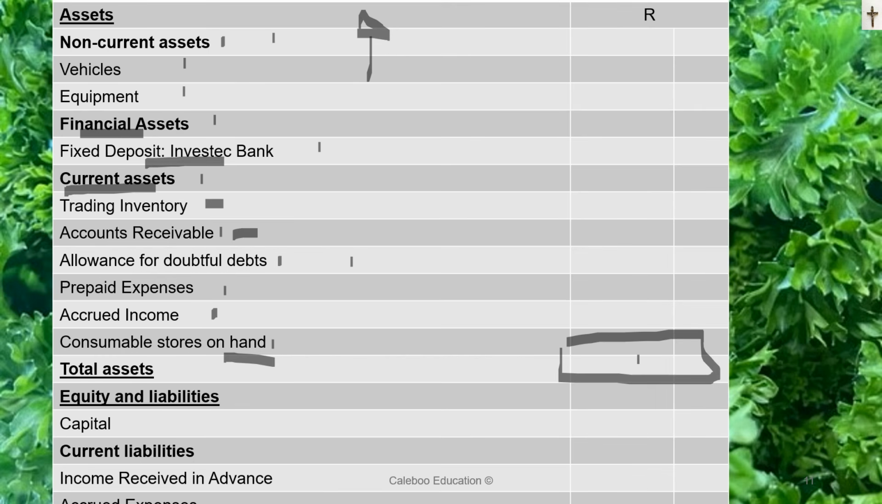Total assets is equal to equity plus liabilities. Equity, the capital account, we're going to have a few numbers, and then we've got the current liabilities: accrued expenses and income received in advance in the example that I'm doing. You could have accounts payable, but I don't have it in this example. So this is a statement of financial position, and now I'm filling in the items from the pre-adjusted trial balance as I complete these statements. So I started with a blank template, and now I'm just putting in the items.